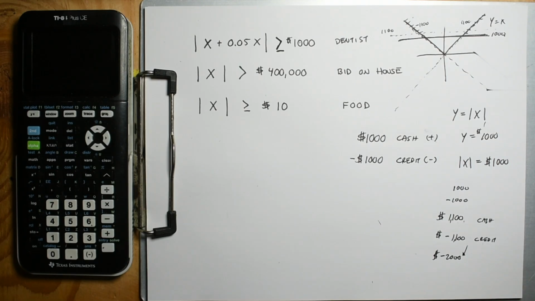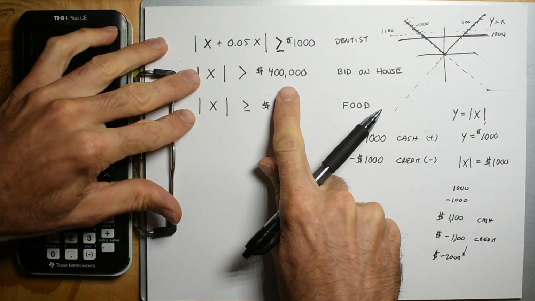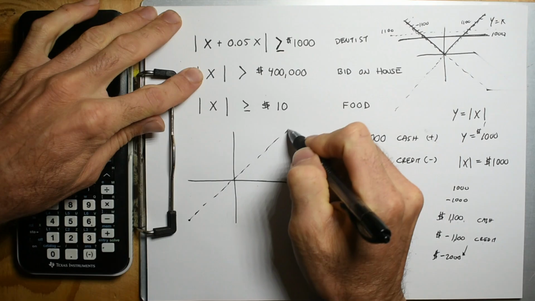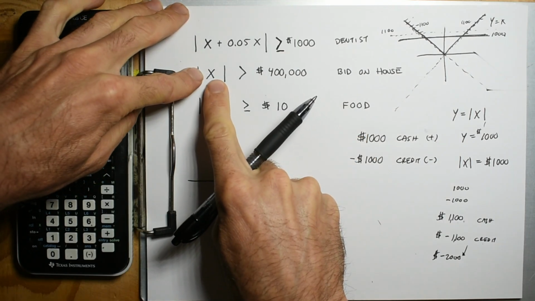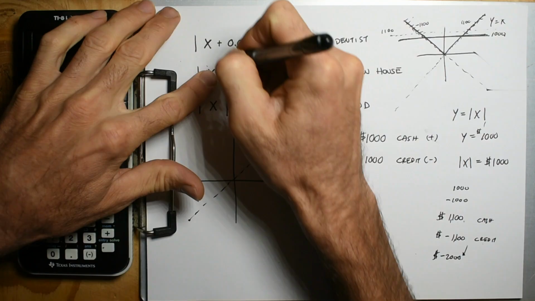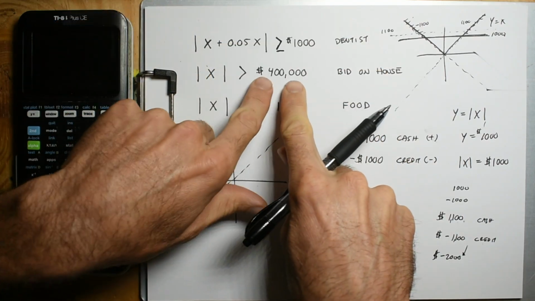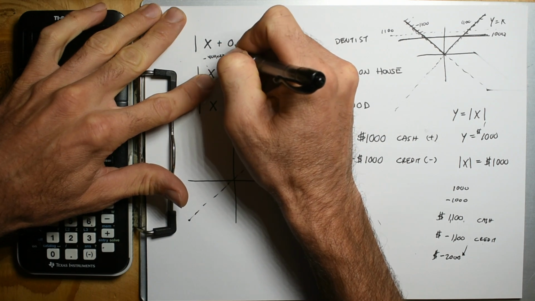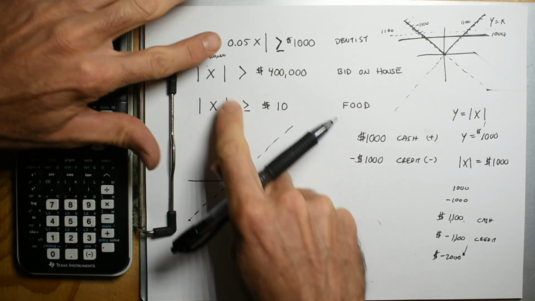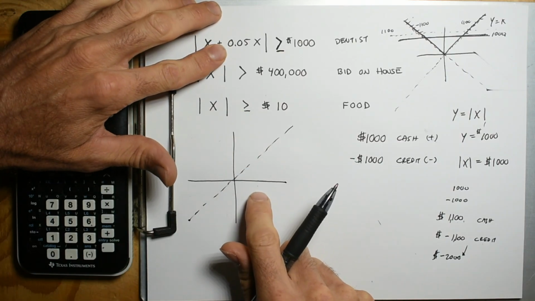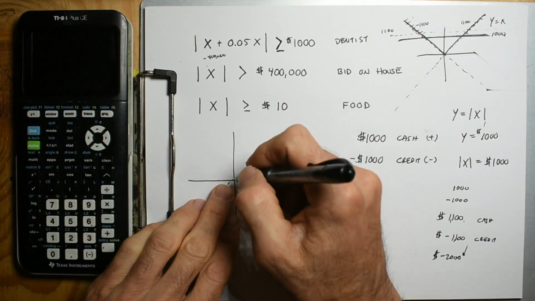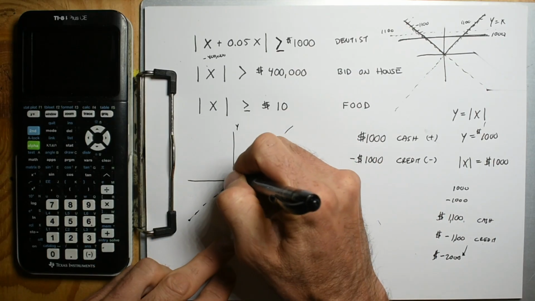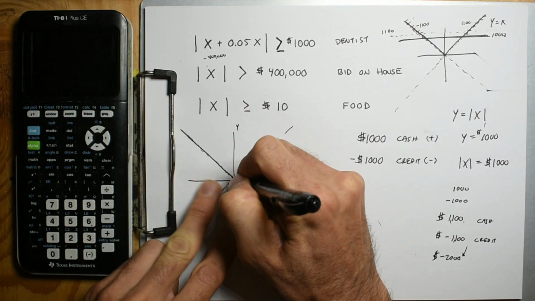All right, hell yeah. Now our next example is going to be a bid on a house. Again, we're going to have an equation of x, and because we have an absolute value, if I throw any number into it, say negative $400,000, the absolute value is going to turn that into a positive number. So there's no way on the graph of this to be below the x-axis, and what we see is a reflection. And so here is our graph.